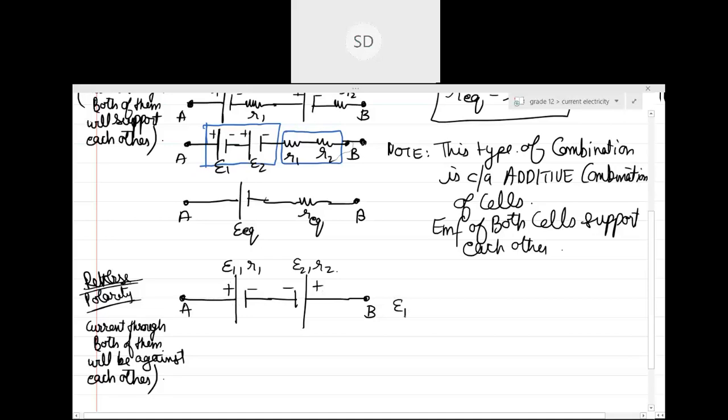So let's say E1 is bigger for simplicity purposes as of now. First of all, what will I do? I'll draw these resistances in series with them. Then can I directly draw this thing, guys?